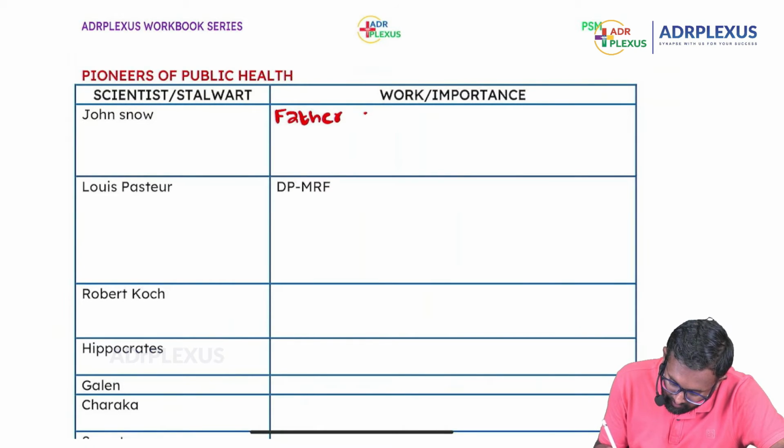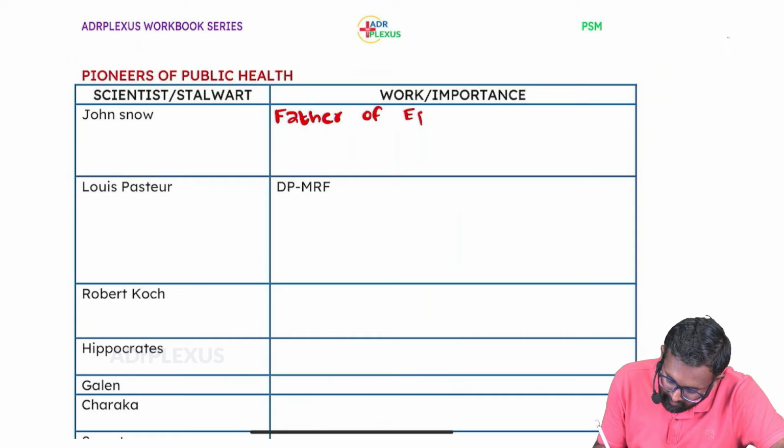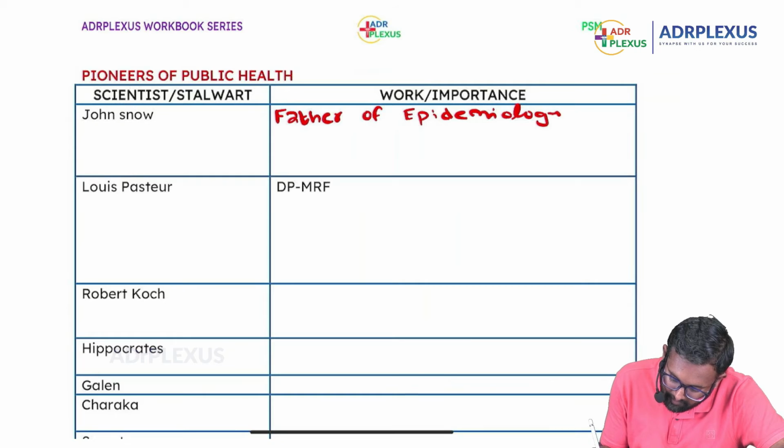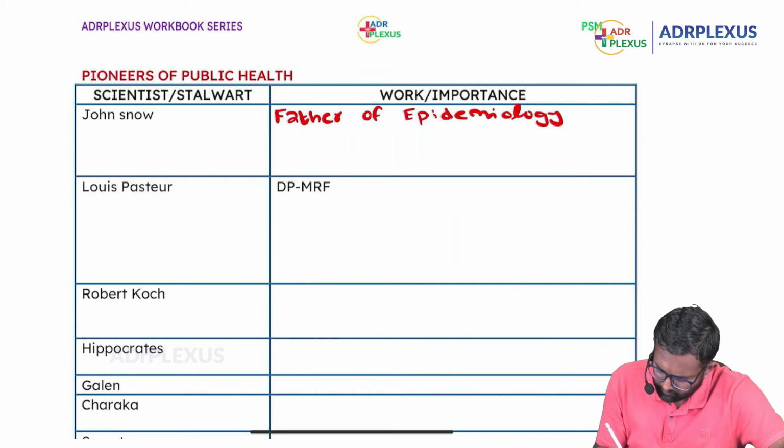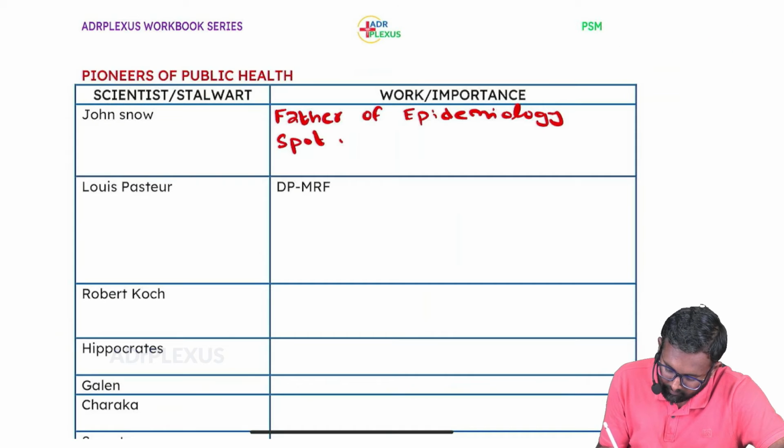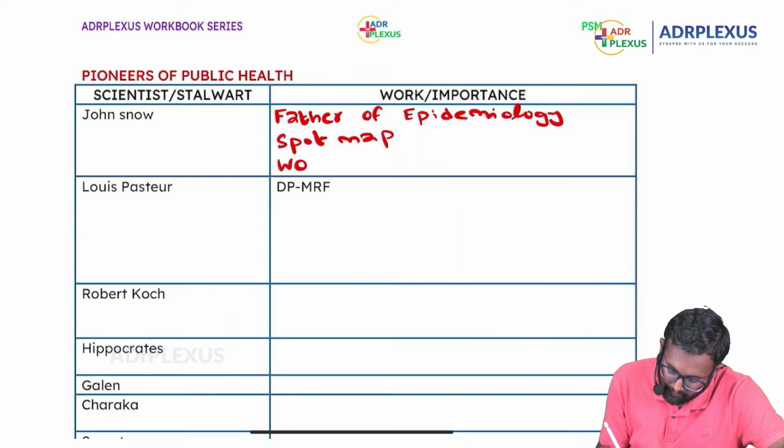So John Snow, father of epidemiology. He is famous for what map? He is famous for the spot map, and he is famous for his work on cholera.